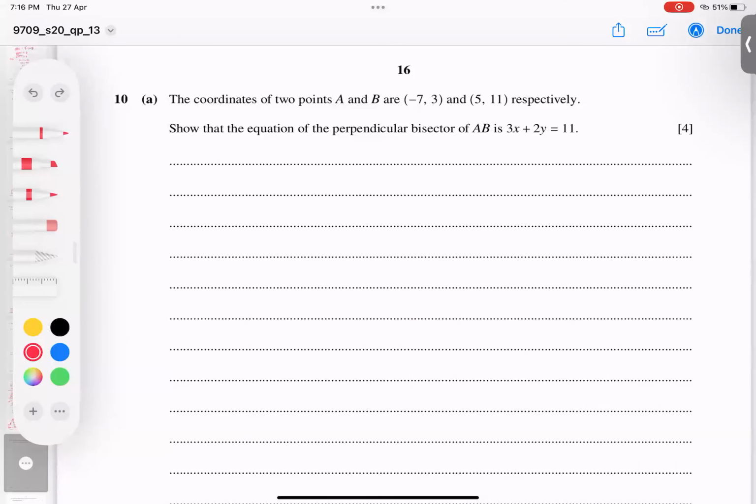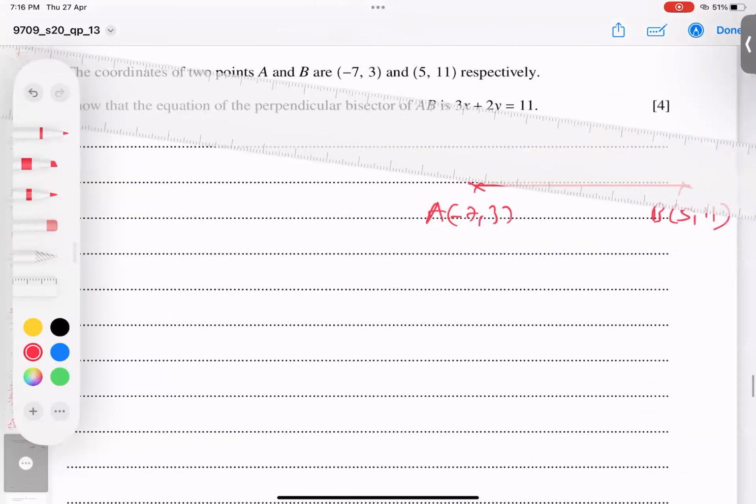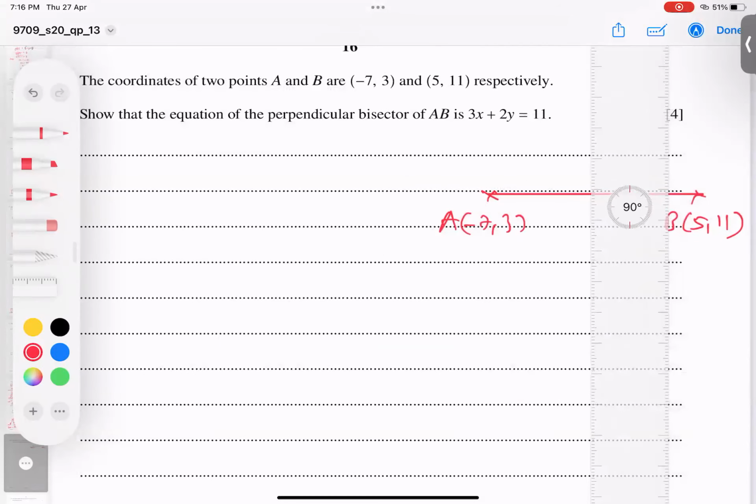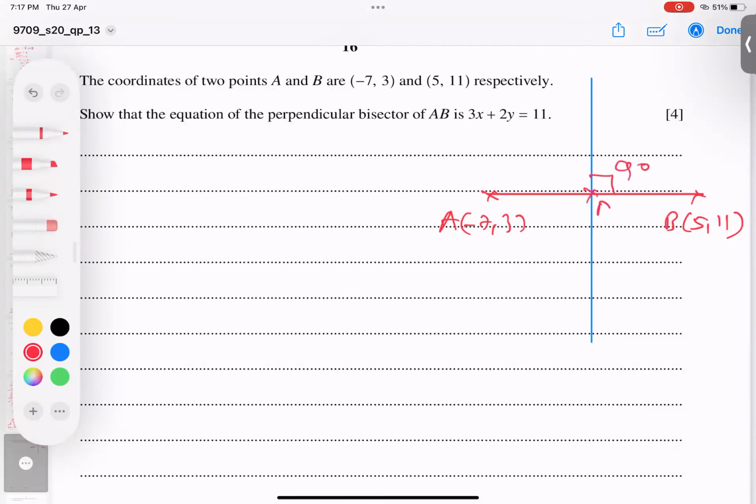He says show that the equation of the perpendicular bisector of AB is this. So A is here, B is here, and what's the blue line? Take a scale and draw a perpendicular bisector. This blue line is called the perpendicular bisector, making 90° with AB, and M stands for the midpoint.